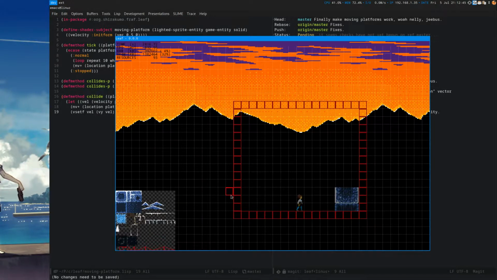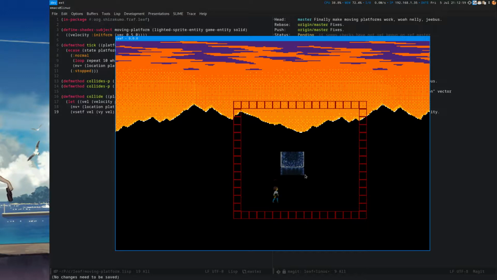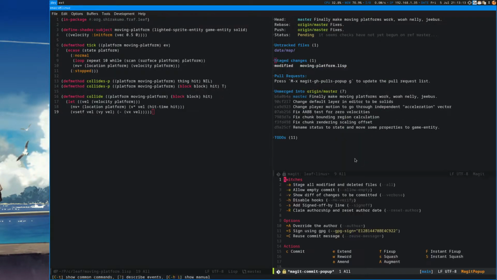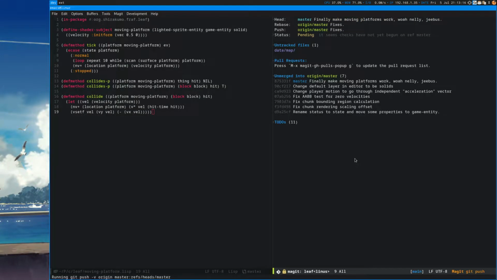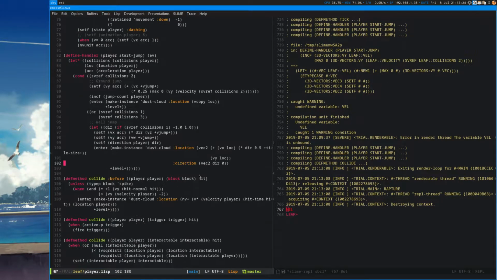Now for slopes. Those should also work immediately. Oh yeah, okay. It changed direction because it's doing that. But yeah, slopes work. Fantastic. Okay, good. Let me just add that. Good.